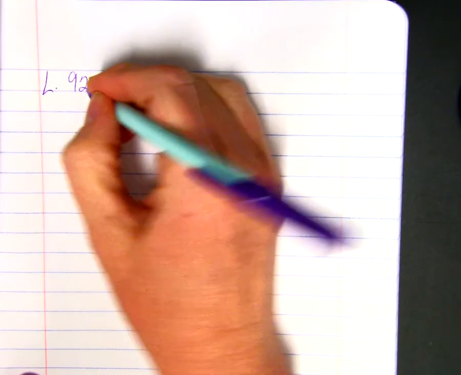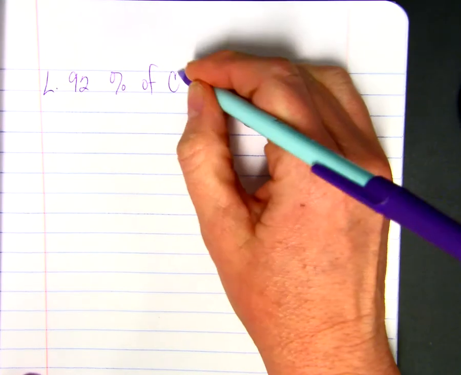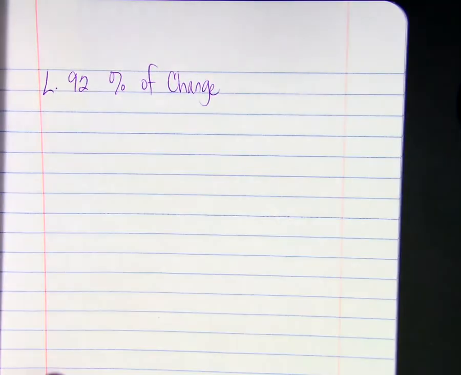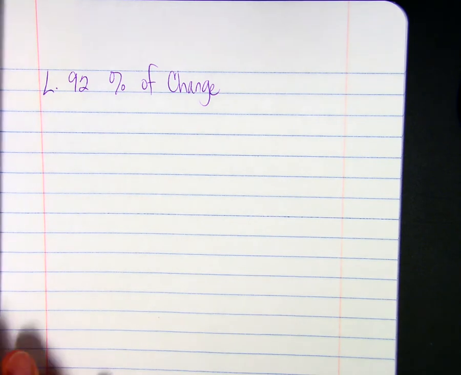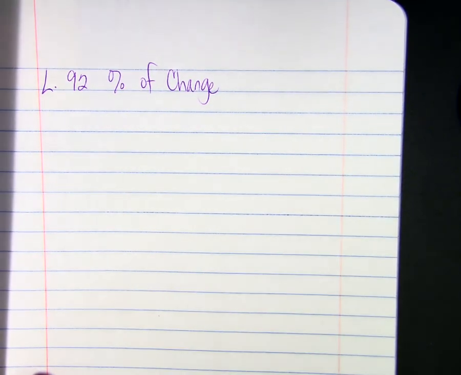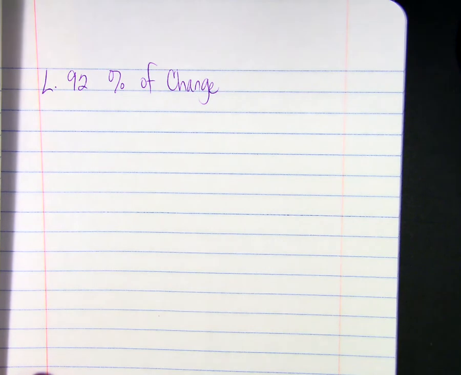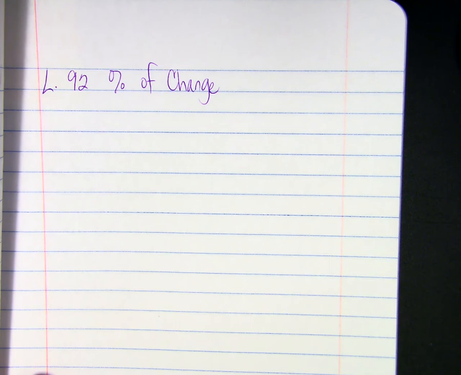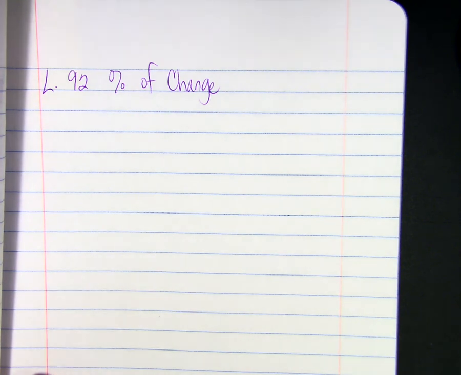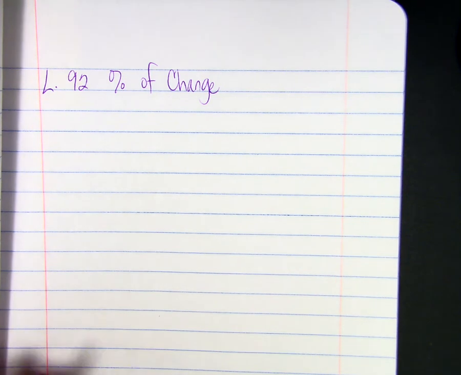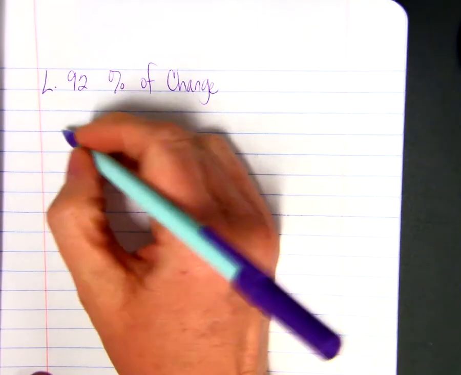Lesson 92, percent of change. Now this is another type of ratio box that you can use. It's basically when you are changing an amount by a percent. For instance, you go to the store and you want to buy something and it's a percent off. Have you ever seen those signs, 25% off all summer clothes or something like that? That's what you would use this percent of change box for.